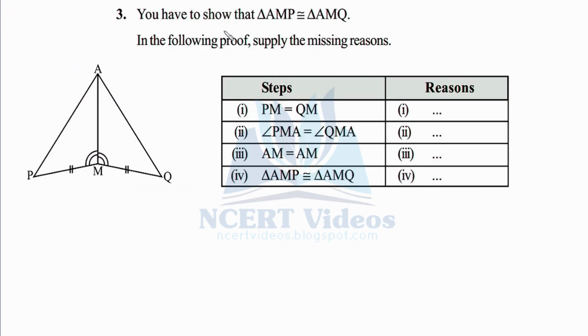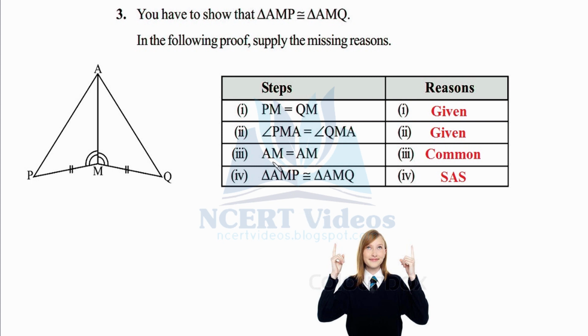Question 3. You have to show that triangle AMP, this is your triangle AMP, is congruent to triangle AMQ. In the following proof, supply the missing reasons. So we have to provide reasons for the following. In this question, we are given the steps and we have to find the associated reason for each step. So first is PM equals QM, and we have to prove that triangle AMP is congruent to triangle AMQ. So here are the steps. We will provide reasons for these steps.